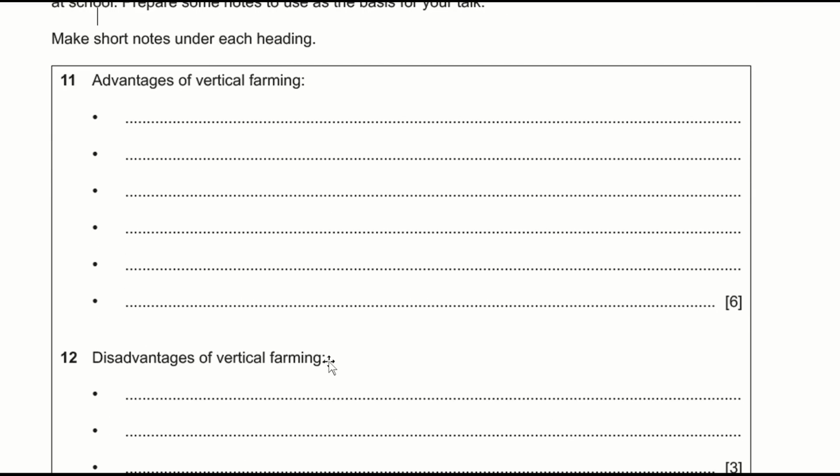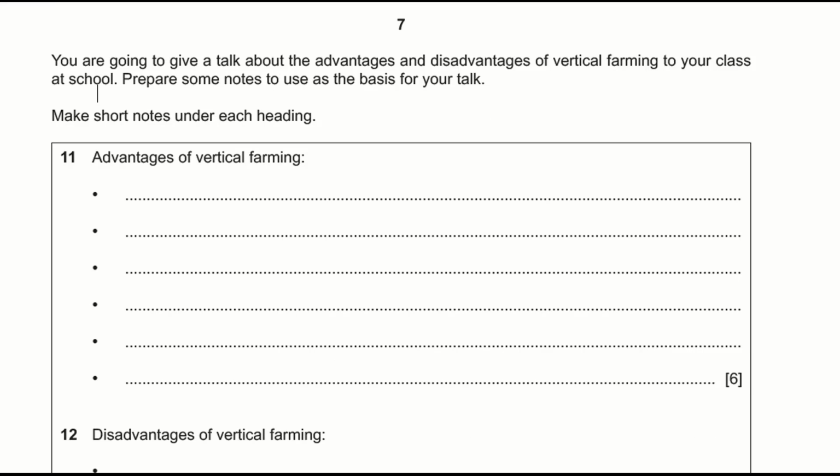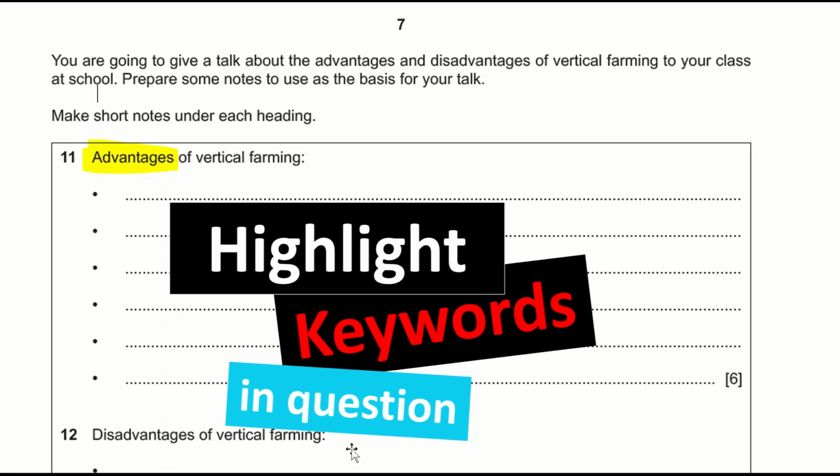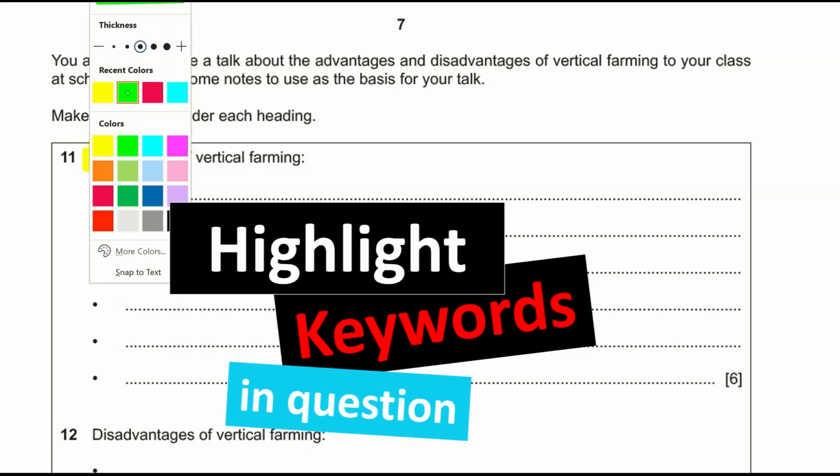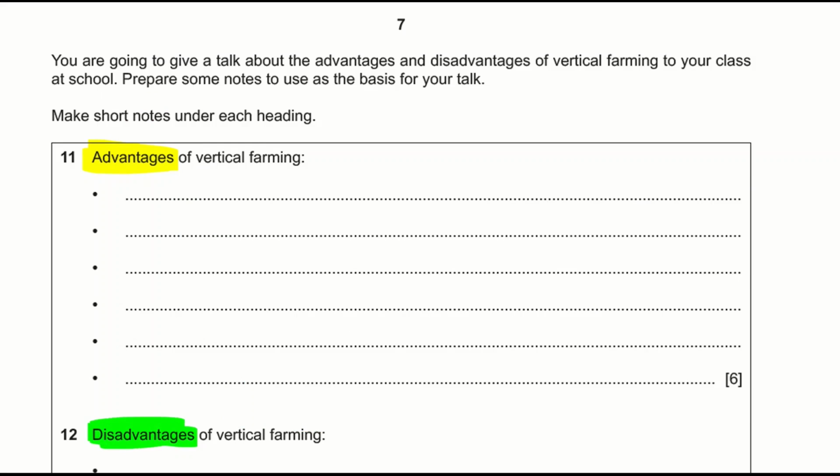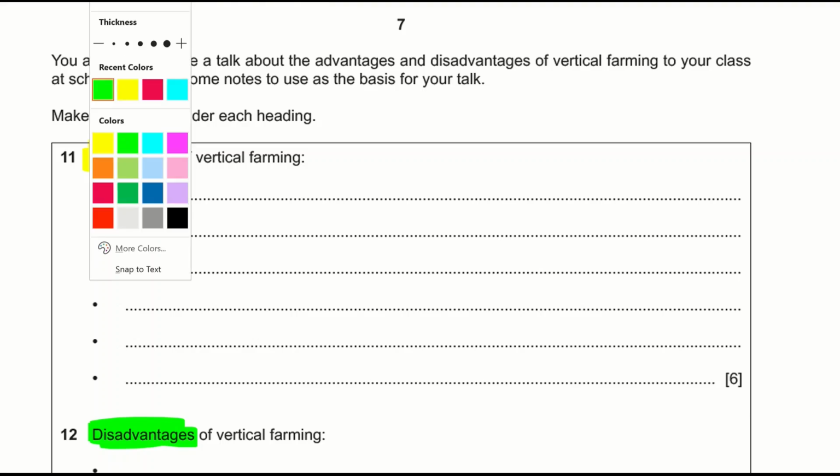The only thing I need to think to myself now is, okay, I've got an idea of what vertical farming is. Okay, so the first thing I do is I read the question and I ask myself, okay, what are the key words? What are the most important words in the question? So it's very easy. I've got the advantages of vertical farming and the disadvantages of vertical farming. So I'm just going to change the color here, and you'll see why I've done that in a moment when we go back to look at the text.